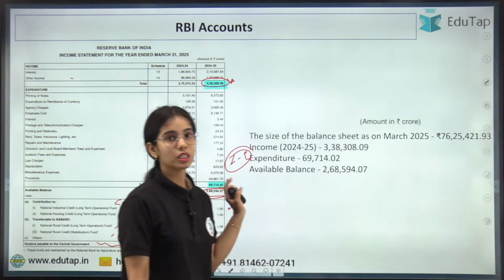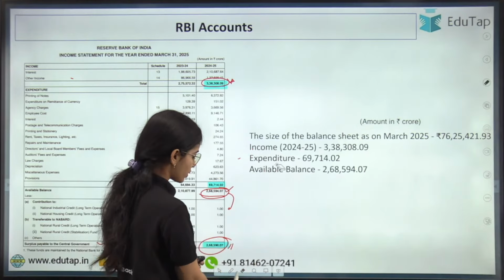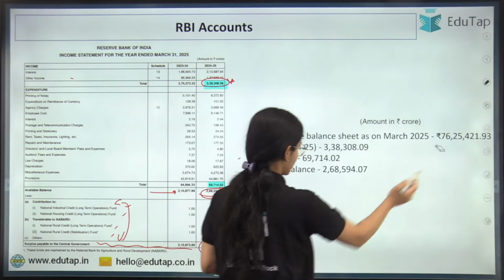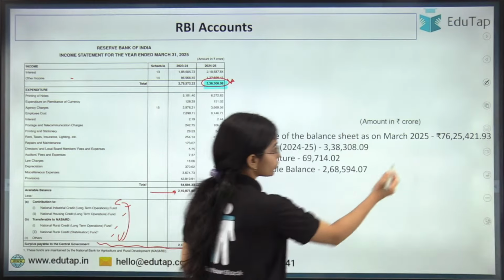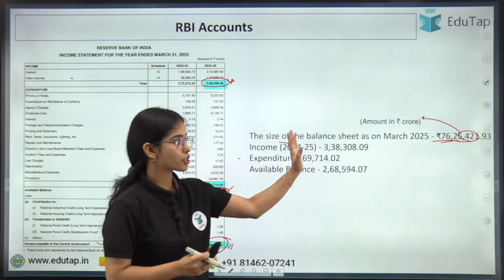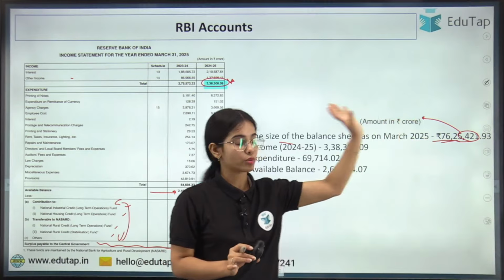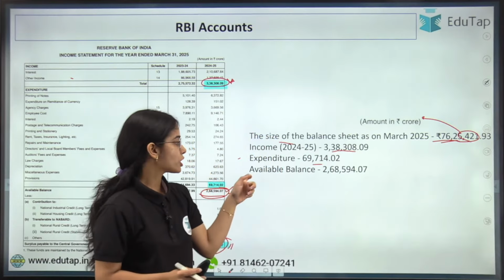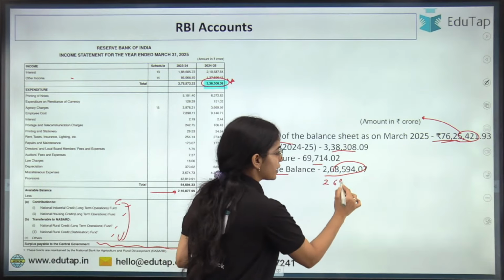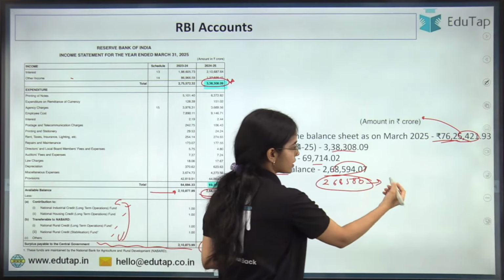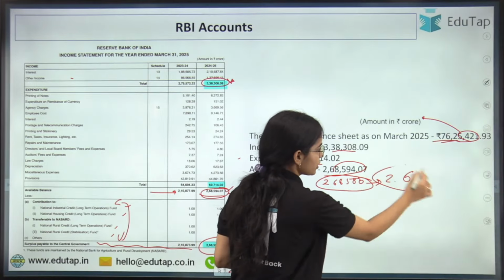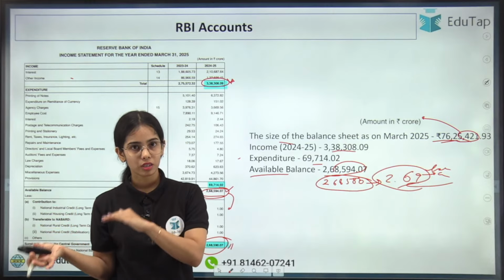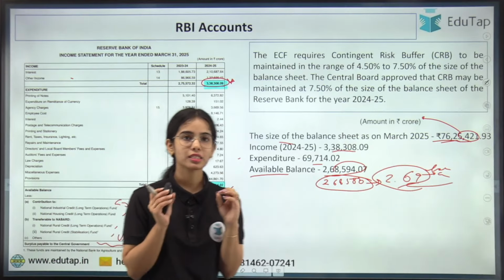So basically the size of the balance sheet as on March 2025 was 76 lakh 25,421 crores. Income 3,38,000 crores. Expenditure 69,714 crores. So the available balance was this much, from which 2,68,500 crores was transferred. So that is 2.7 or 2.69 lakh crores transferred as surplus from the Reserve Bank of India to the Government of India. Okay. Now the ECF, that is the Economic Capital Framework.